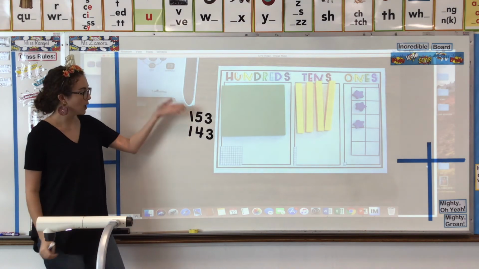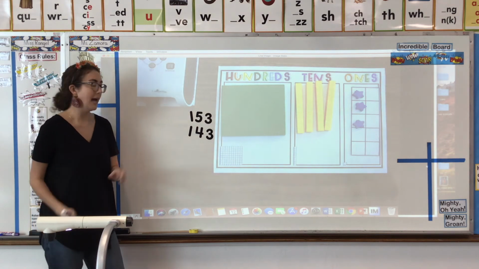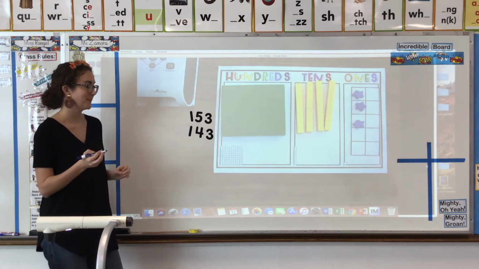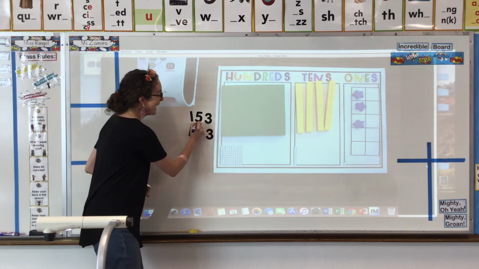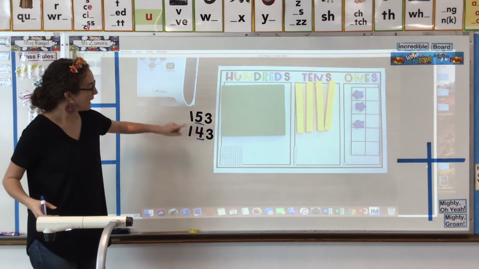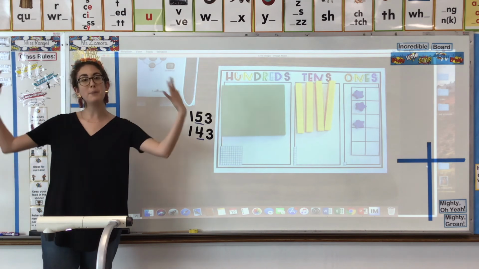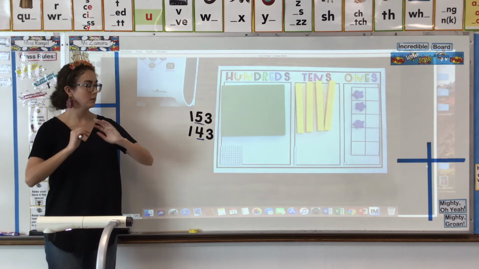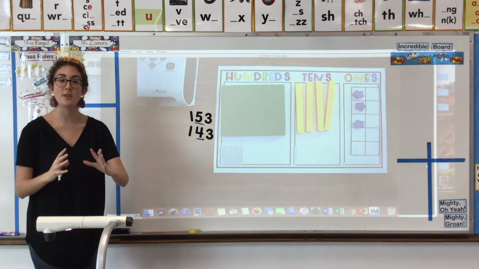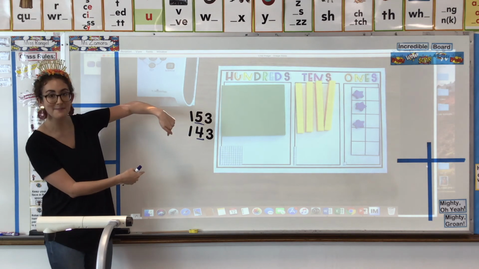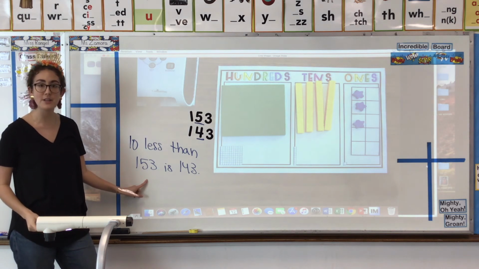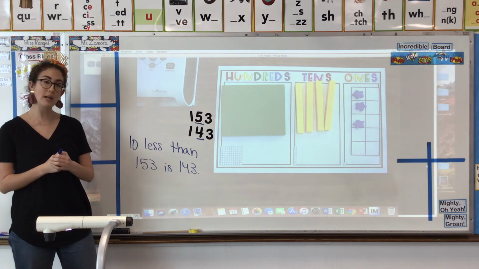Here's the key question. Between 153 and 143, what's the difference? What changed? The tens place is what changed. The tens place. And second grade, did the tens place get bigger or did it get smaller? The tens place got smaller. So therefore, we can say 10 less than 153 is 143.